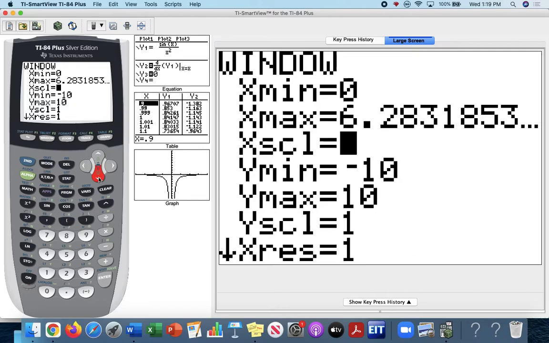And then for our y value, think about what y value we're trying to hit. We're just trying to hit 0, so this is fine the way it is. I'm going to just tighten it up a little bit so I can look a little bit closer. As long as you see 0, you're fine. So there's my window. Let's go ahead and graph it.